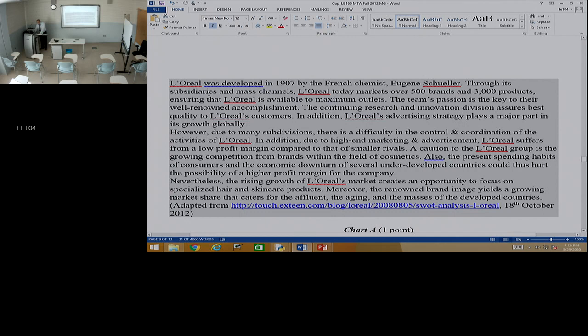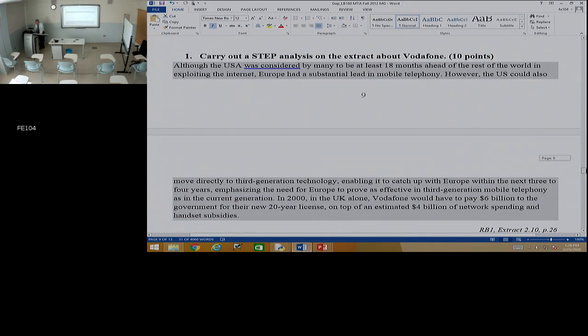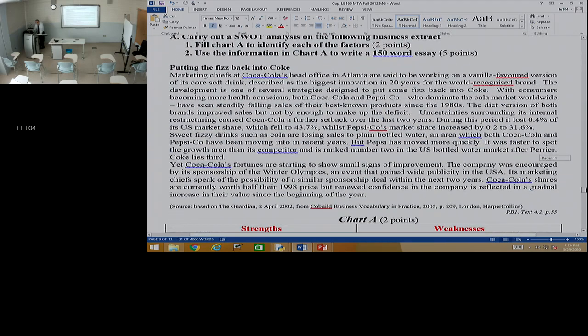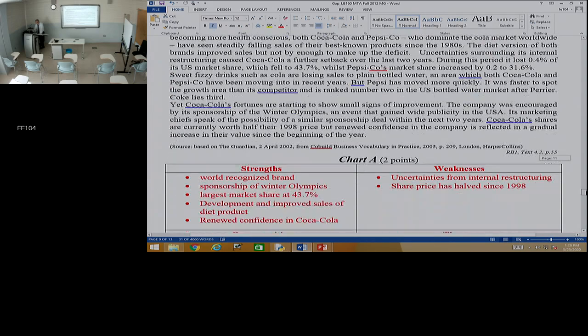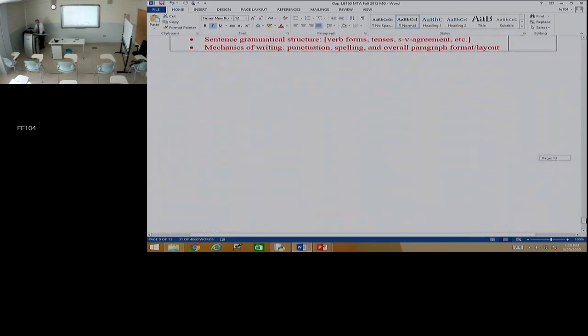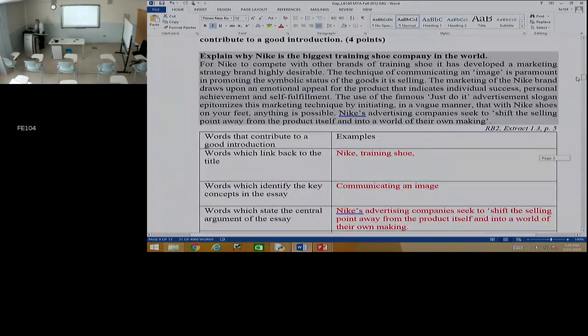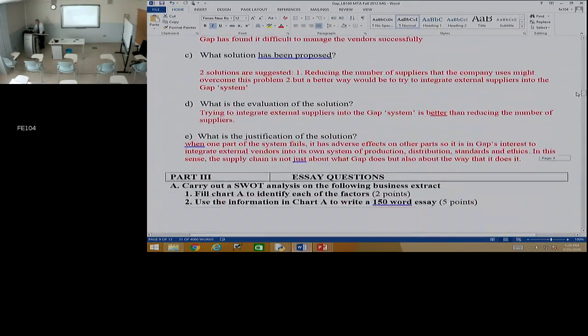L'Oreal is a very good example. All right, do the same technique for more practice. Another case study, you have this one. We already discussed it together. Another case study. Okay, so you can do L'Oreal. Let me show you L'Oreal again. Here.